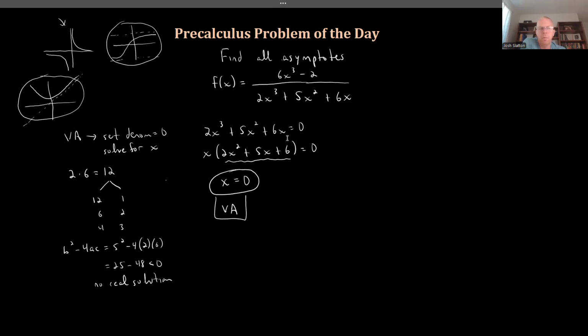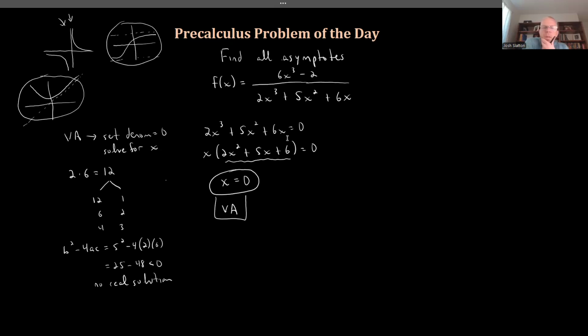So here's an example of a function with a vertical asymptote at x equals 0. You can see as we get closer to 0, this function goes down to negative infinity as we're coming in this direction, and goes up to positive infinity if we're coming from the positive direction.